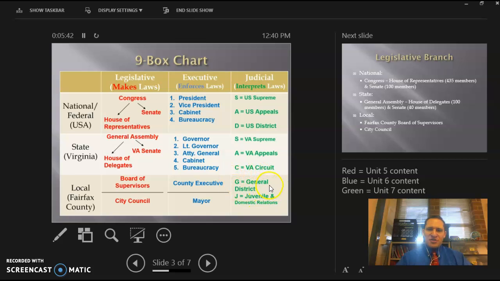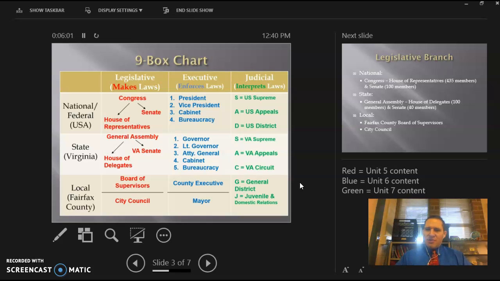No jury at that trial. That's just a bench trial with a judge. These are your more minor crimes. And the Juvenile and Domestic Relations court is part of the General District. This is where you're going to hear cases under 18, or you might hear family situations, custody battles, things of that nature. Okay, that's your 9-box chart.